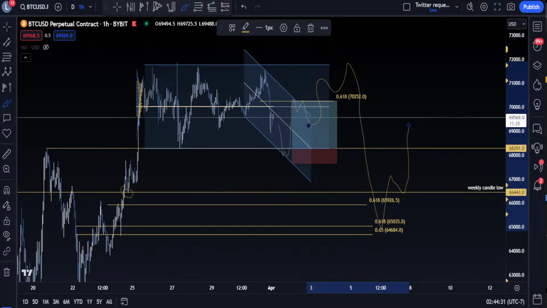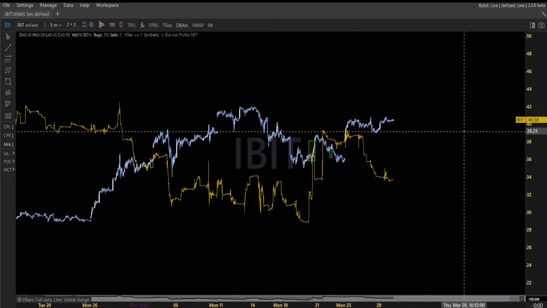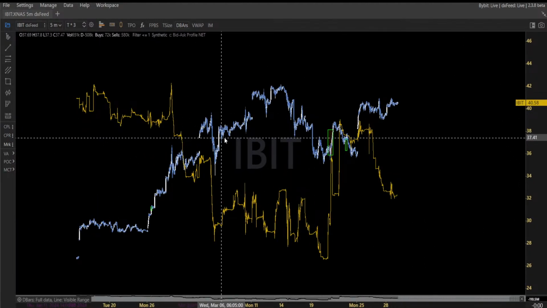Okay, so someone asked about the IBIT data. So this is the BlackRock order flow, BlackRock ETF, and it looks very different than Bybit's.